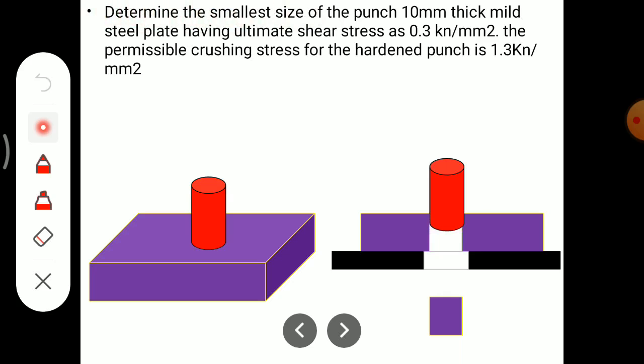Now we will solve the problem step by step. First thing is the formula. We know that the formula of stress is sigma equal to P upon A. This is our basic formula.